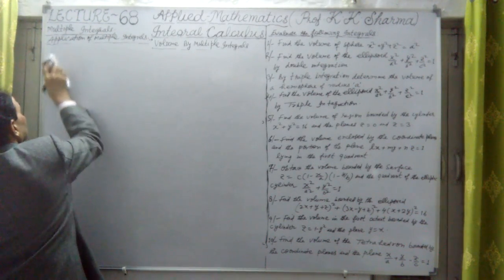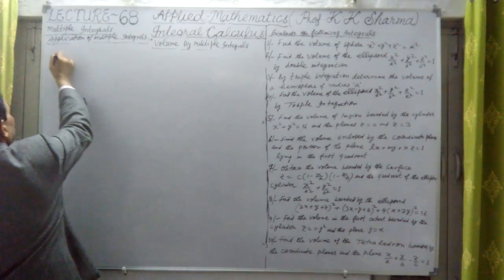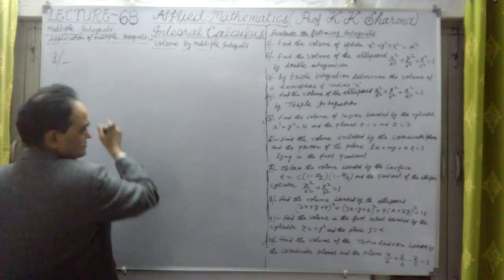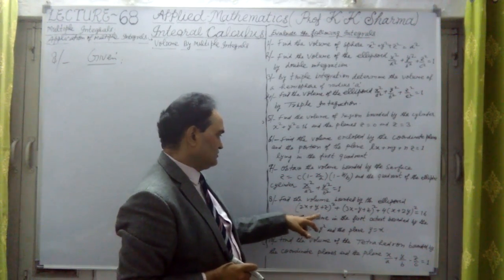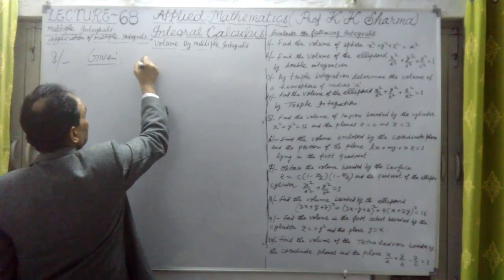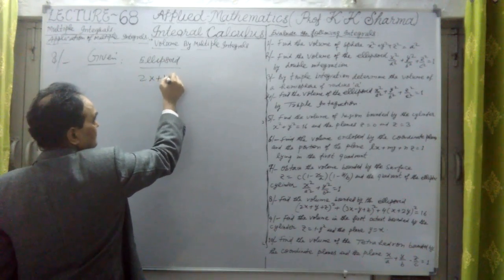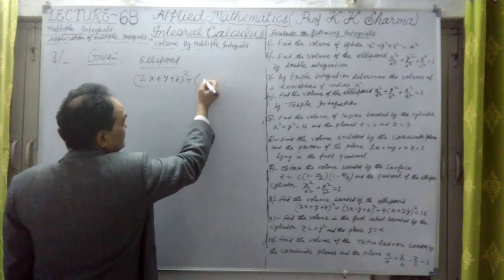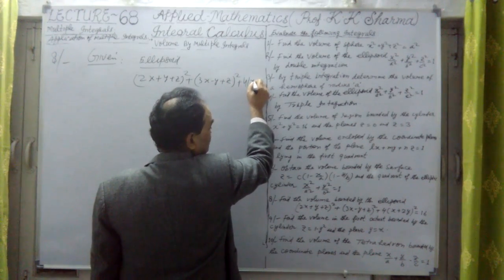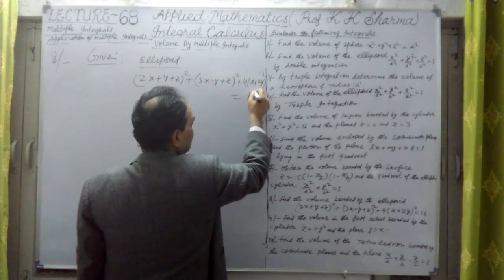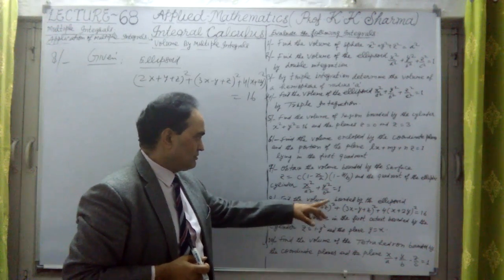Now let me move on to the 8th question. Questions number 8, 9, 10, three questions are there. In question number 8, what is given to us says find the volume bounded by the ellipsoid. The ellipsoid is given to us as twice x plus y plus z whole square, plus 3x minus y plus z whole square, plus 4 times x plus 2y whole square equal to 16. Okay, this is the ellipsoid given to us. You have to find out the volume bounded by this ellipsoid.